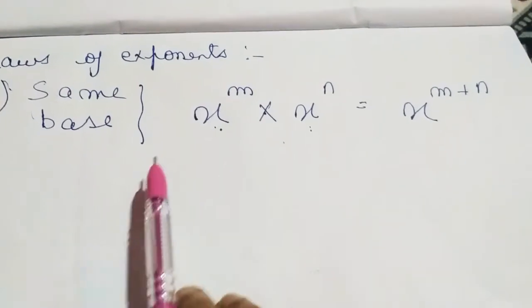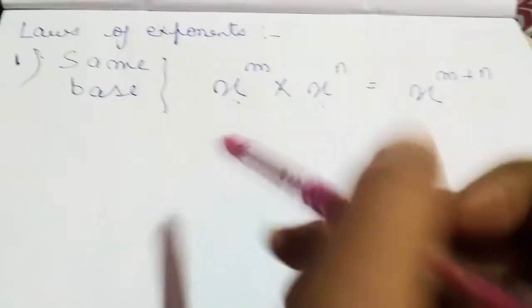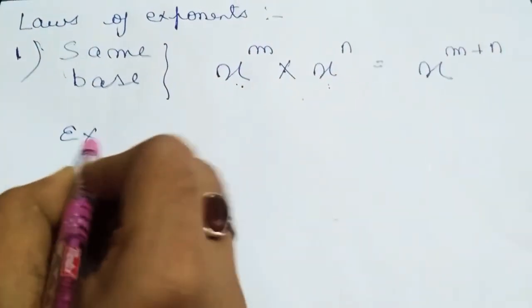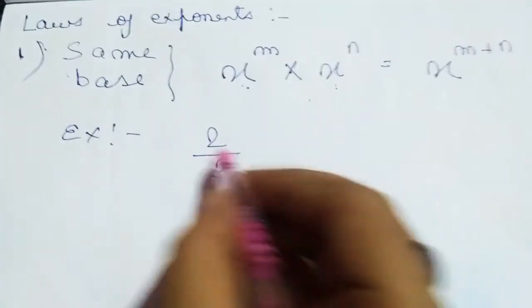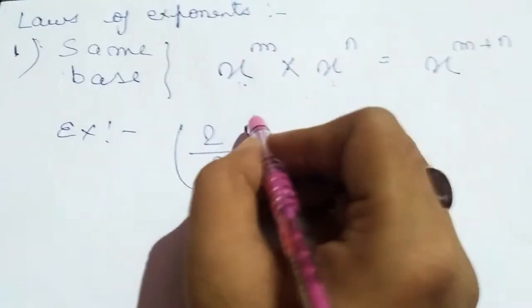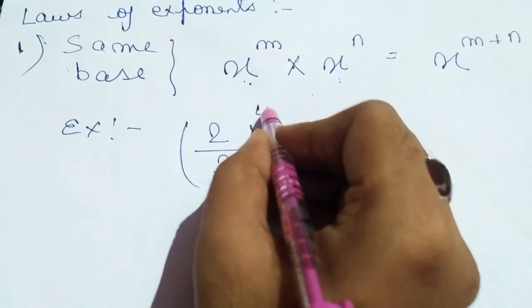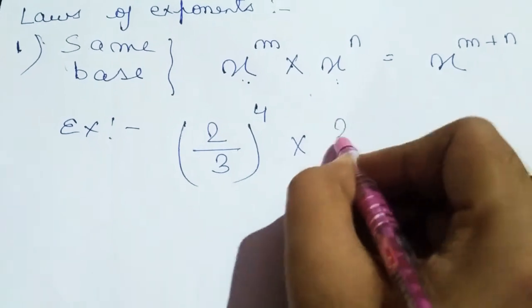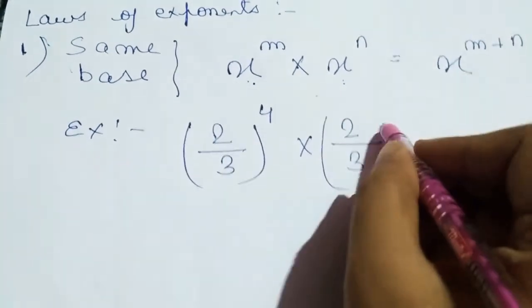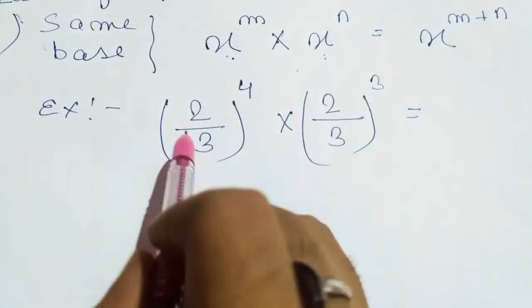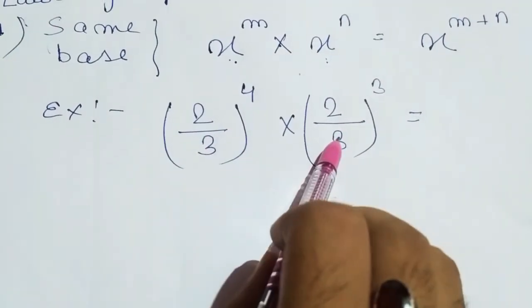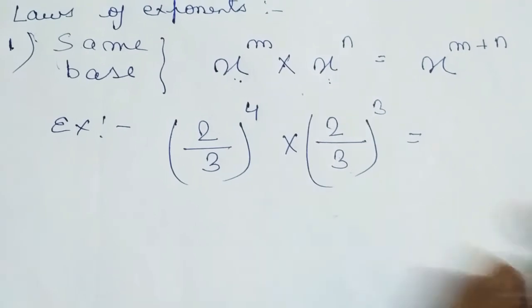Okay, so when you have the same base, I want to take an example here also. 2/3 to the power 4 times 2/3 to the power 3. Now 2/3 and 2/3, both are the same, that means the same base.